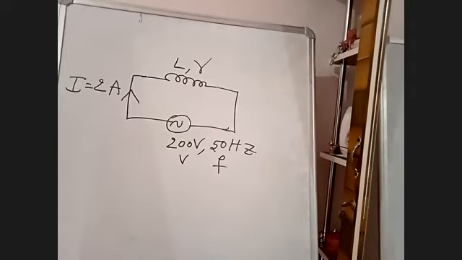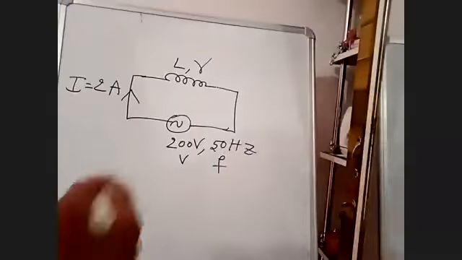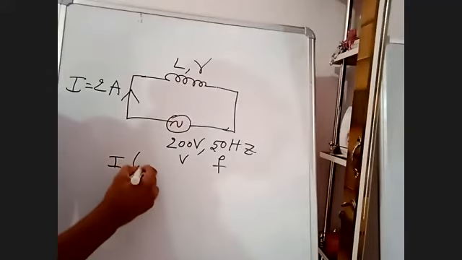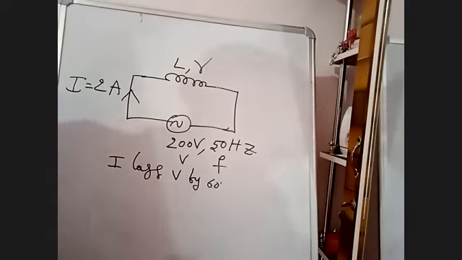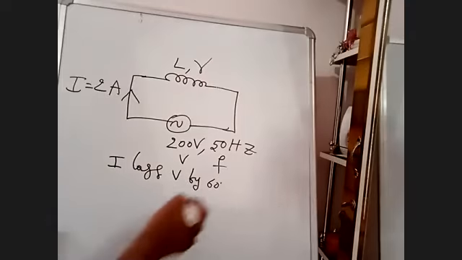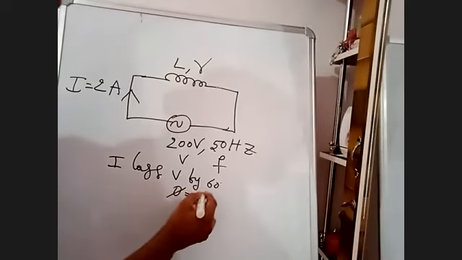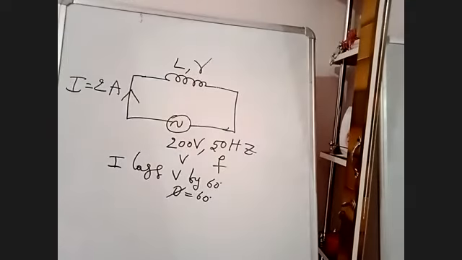In an inductive circuit, does current lag or lead the voltage? Lags. Current is lagging the voltage. In the problem, he is saying that current lags the voltage by 60 degrees. That means your phi is 60 degrees.